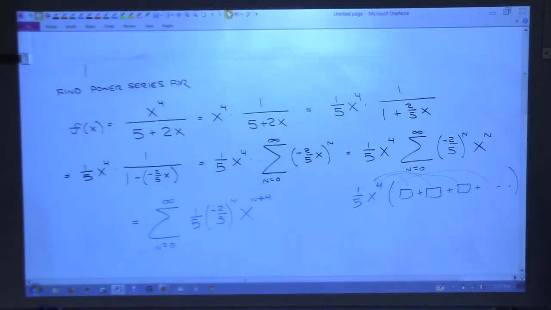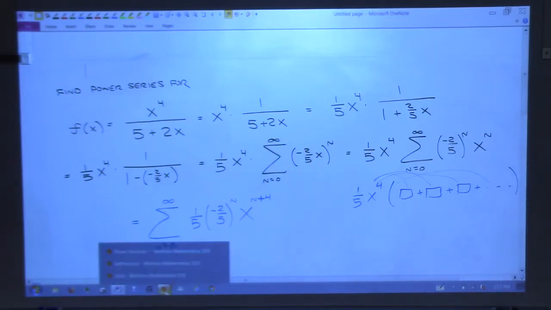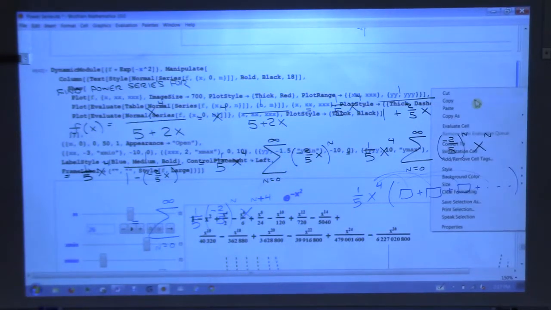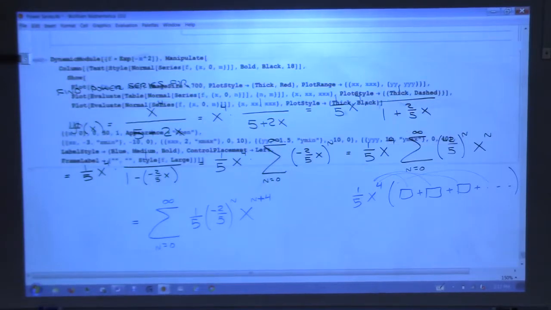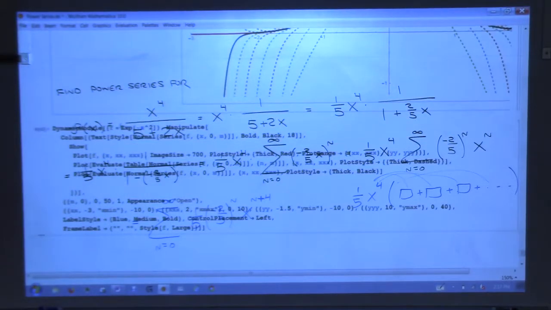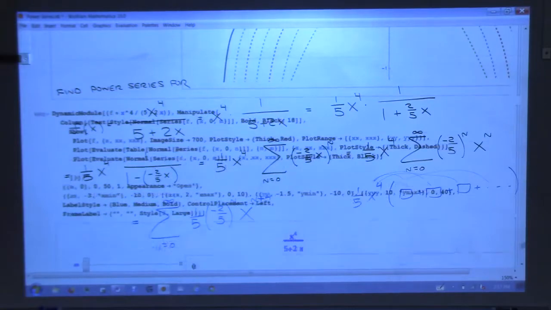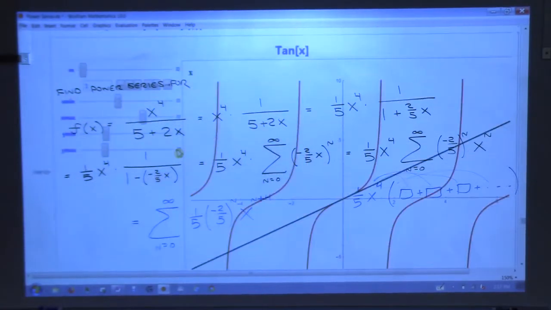Any questions on that? I'm going to see if I can get this computer to graph that for us, because I just made this problem up. The original function was x to the 4th over 5 plus 2x. Give me just a second here.